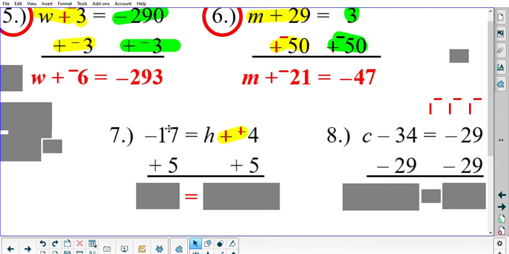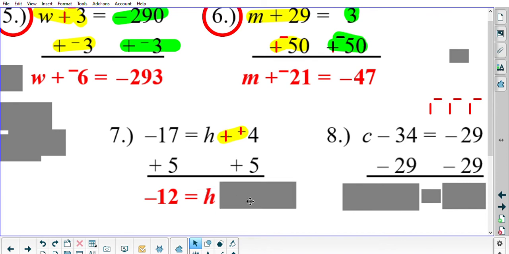Now let's work on the left-hand side of the equal sign where we have negative 17 plus 5. That should give you negative 12. Positive plus negative, subtract in your head. Right-hand side, h is not going to change. It's still going to be h. Then the subtraction of 5, which becomes a positive 4 plus 5.